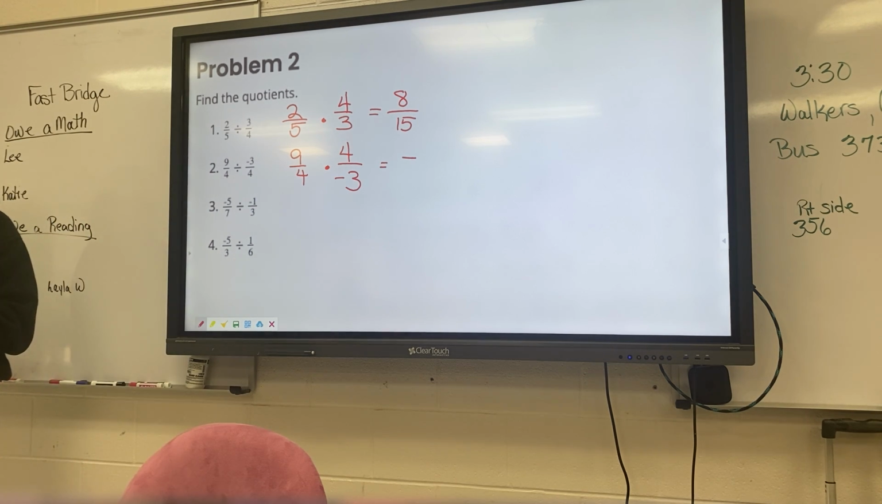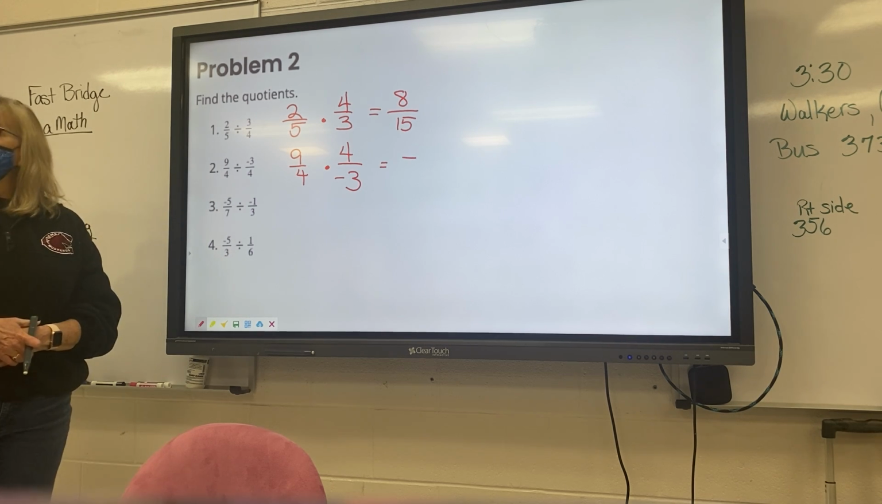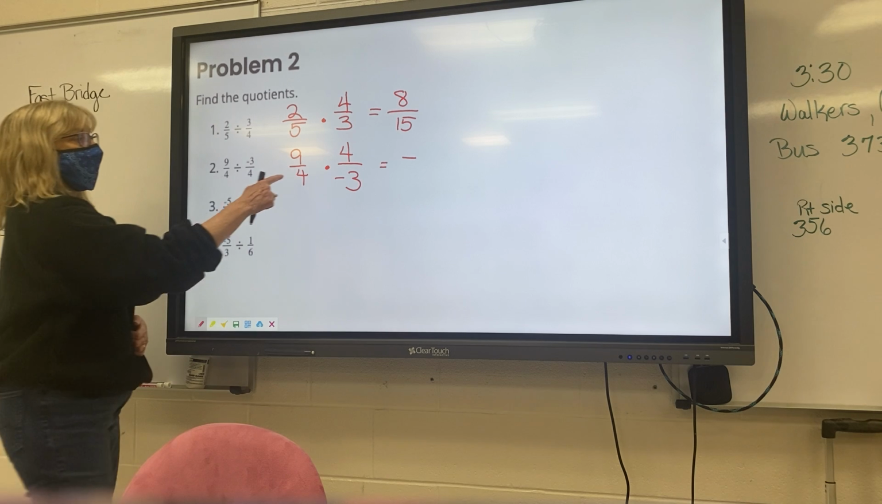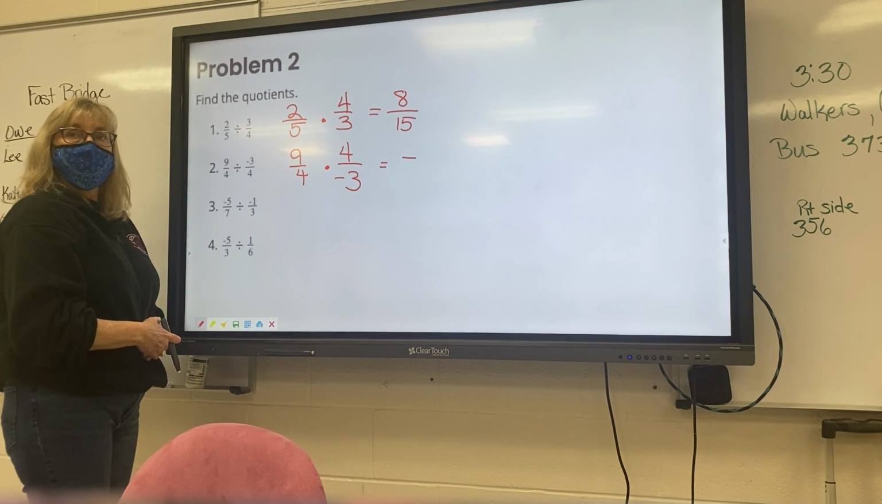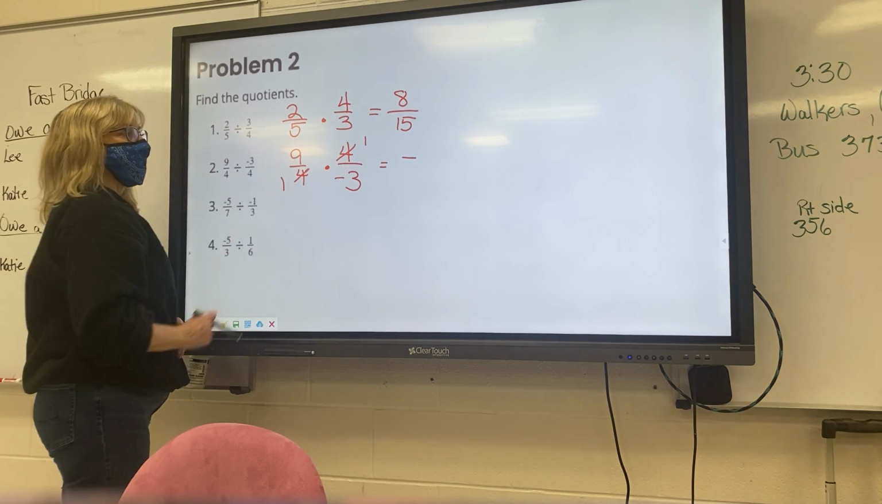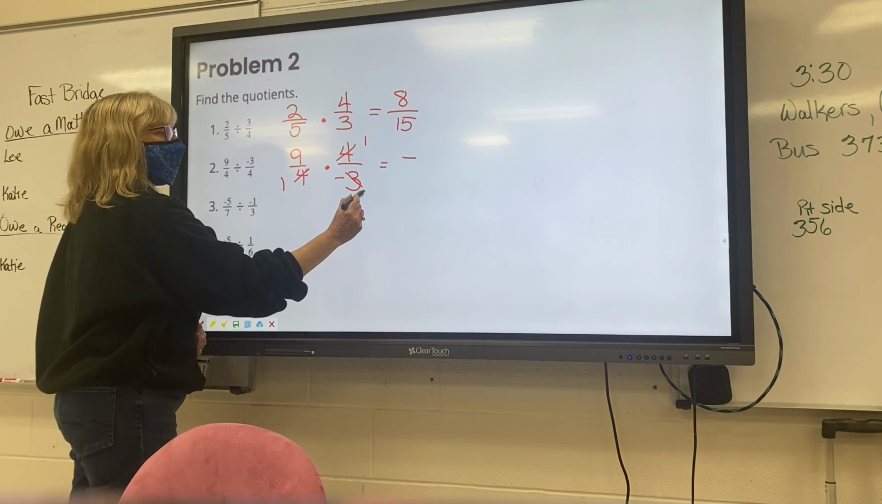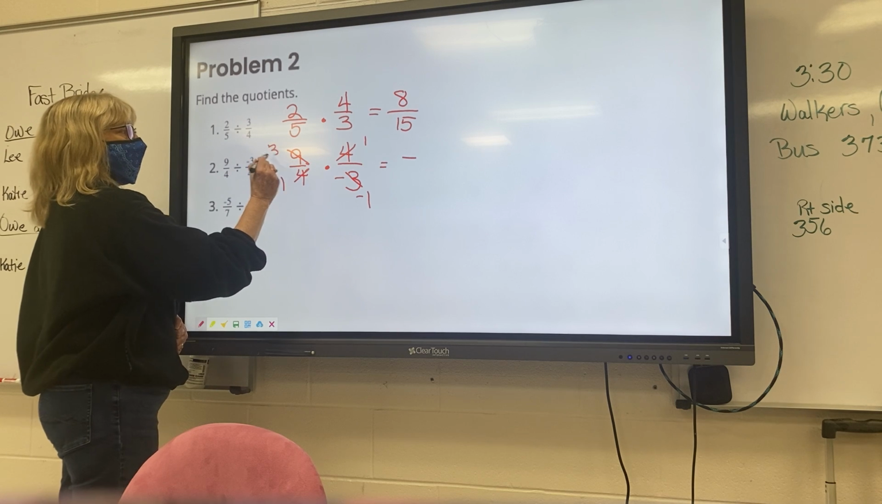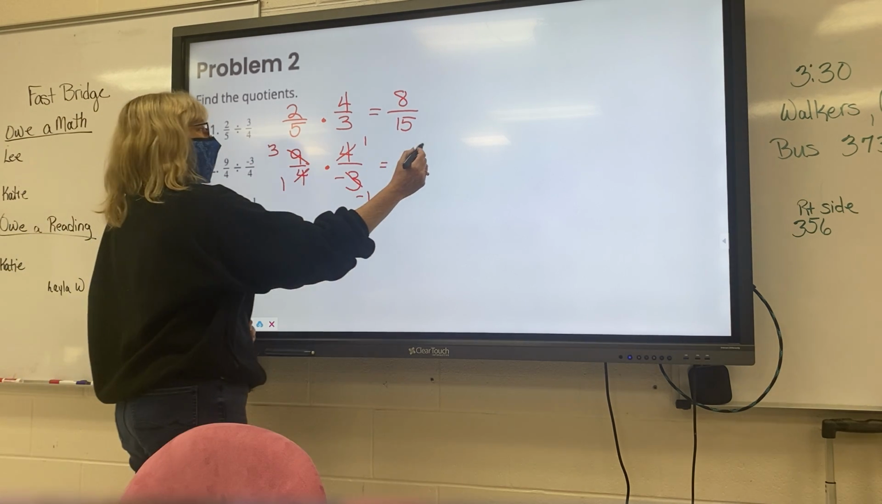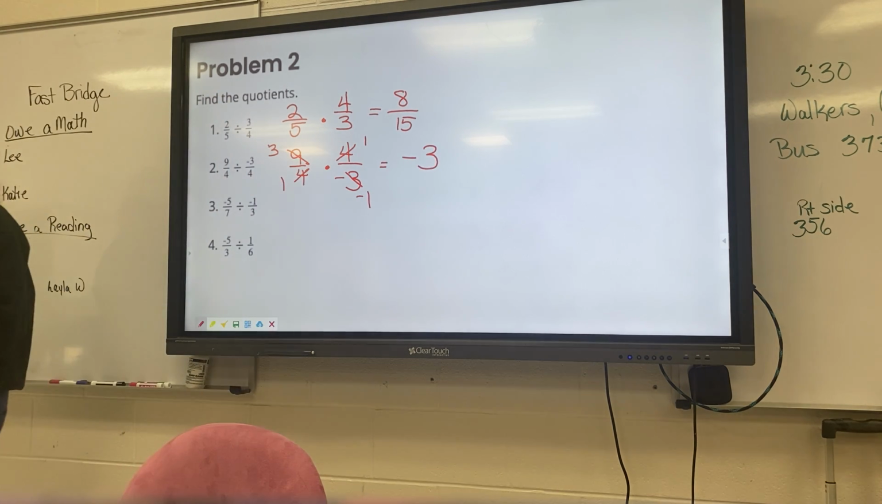Okay. We can multiply straight across. But could we? It would be 9/3. Could we? We can cancel both, numerator to denominator. Will 4 go into both of them? 4 goes into that once. 4 goes into that once. What goes into both of those? 3. So this is going to be negative 1, and this is going to be 3. So we end up getting negative 3 over 1, which is negative 3.